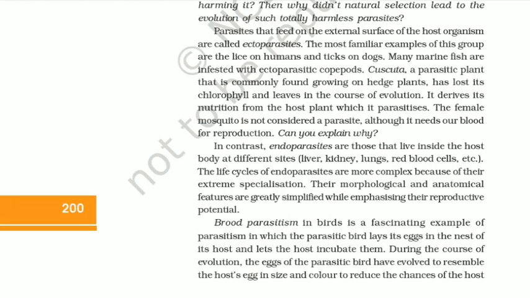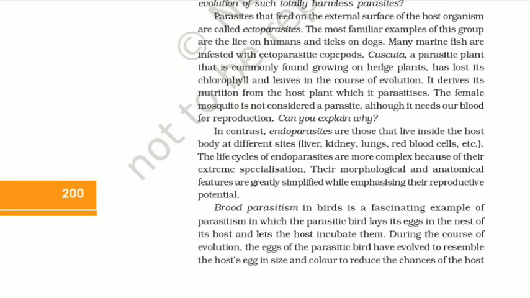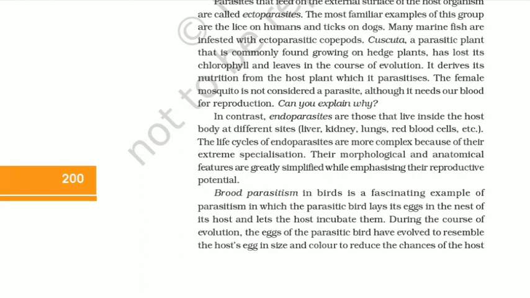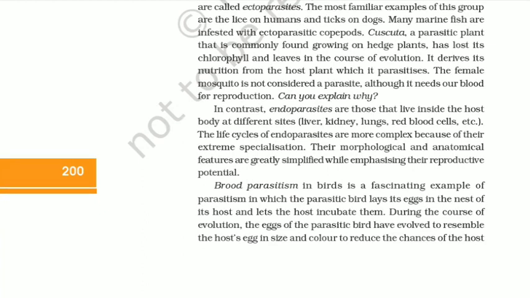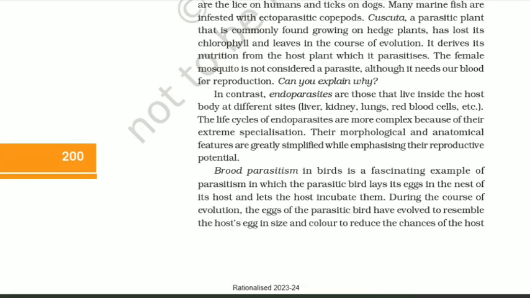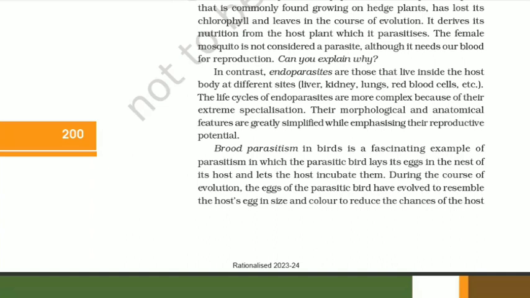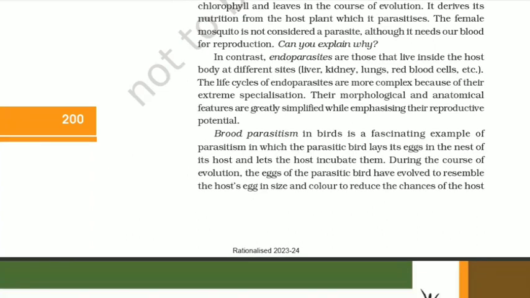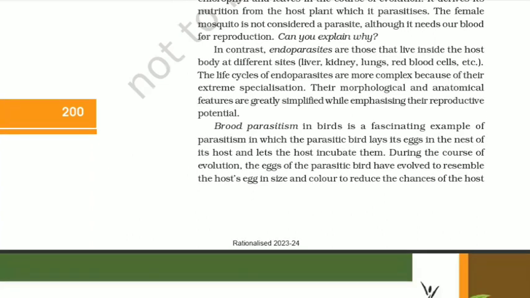Parasites that feed on the external surface of the host organism are called ectoparasites. The most familiar examples of this group are the lice on humans and ticks on dogs. Many marine fishes are infested with ectoparasitic copepods. Cuscuta, a parasitic plant that is commonly found growing on hedge plants, has lost its chlorophyll and leaves in the course of evolution. It derives its nutrition from the host plant, which it parasitizes.